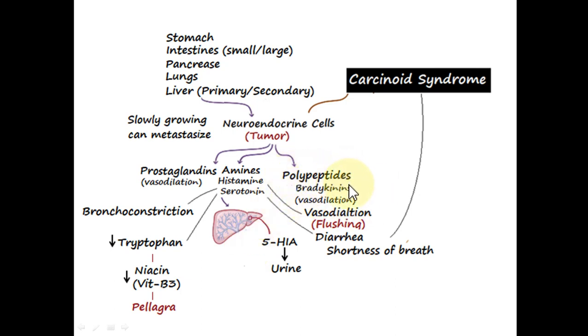The hormones, polypeptides, bradykinin, which is a component of the kinase system, and the prostaglandins, which are arachidonic acid metabolites, are responsible for the red color of the face known as flushing, which is an important component of the carcinoid syndrome.